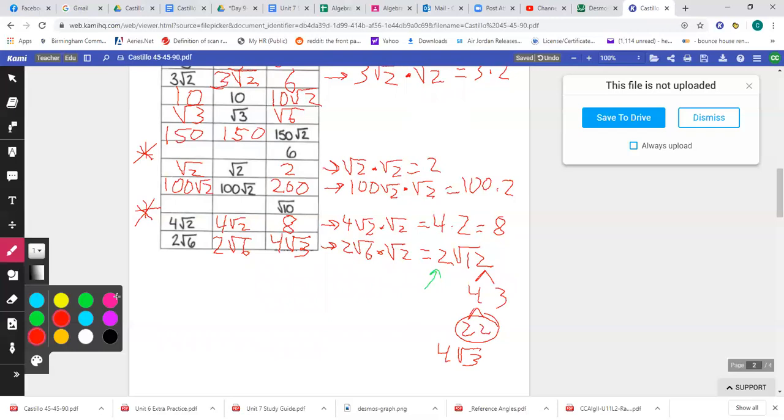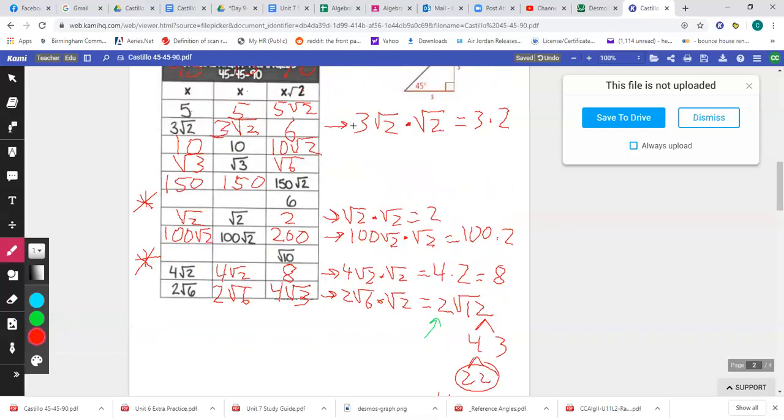Okay, but I need you guys to understand at least these ones here, right? The 4 root 2 times root 2 is 8. The 100 root 2 times root 2 is 200, right? Same thing happens here on the top. 3 root 2 times root 2 becomes 3 times 2, and that's 6.